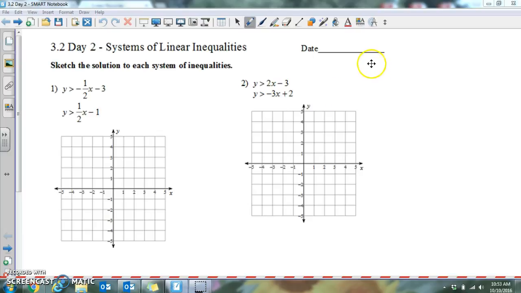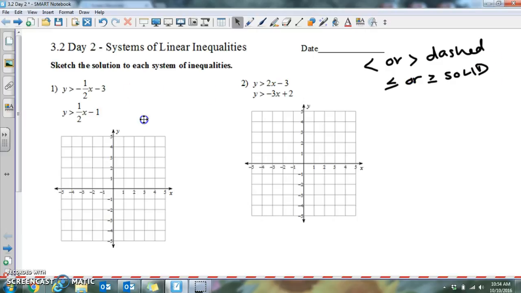But keep in mind that if you have a less than or greater than, it's going to be a dashed line. And if you have less than or equal to or greater than or equal to, it's going to be a solid line. So just don't forget that.